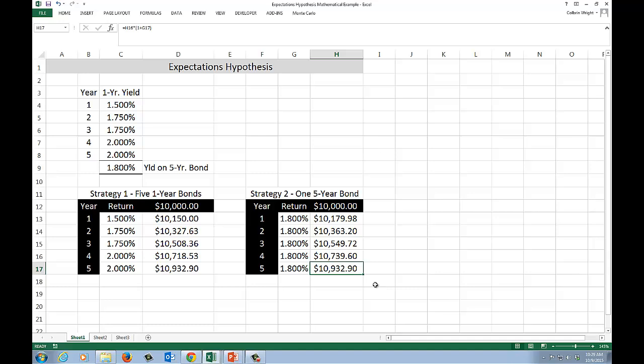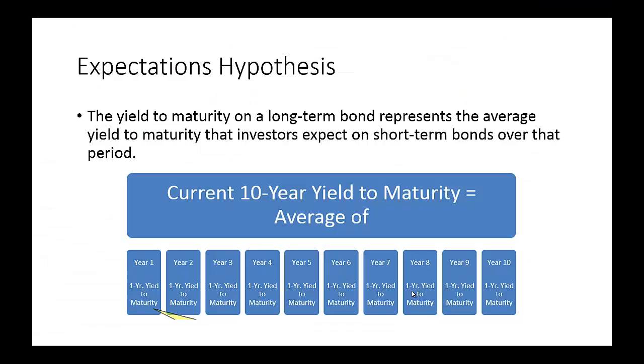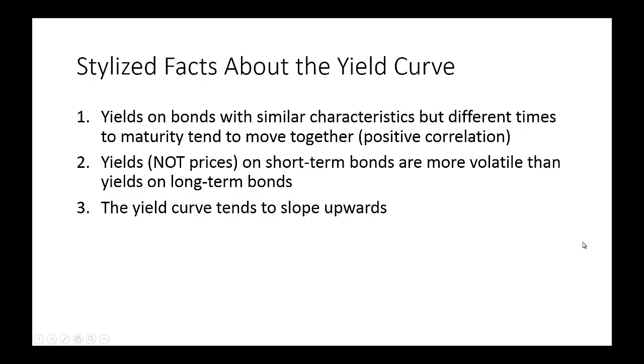And you can see that you're indifferent between those two alternatives. So this is the idea of the expectations hypothesis. It just says that the yield to maturity on long-term treasuries is the average of whatever we think the yield to maturity will be on 1-year treasuries over that time period. Well, this expectations hypothesis is very helpful in explaining these stylized facts about the yield curve.